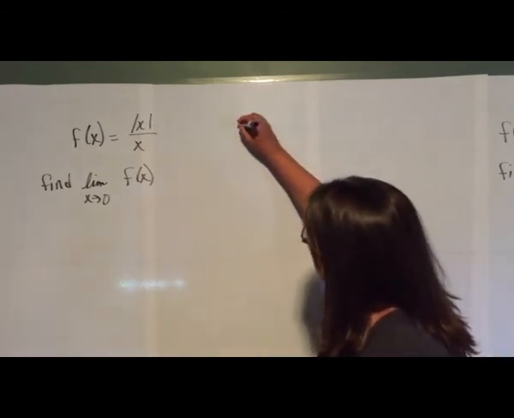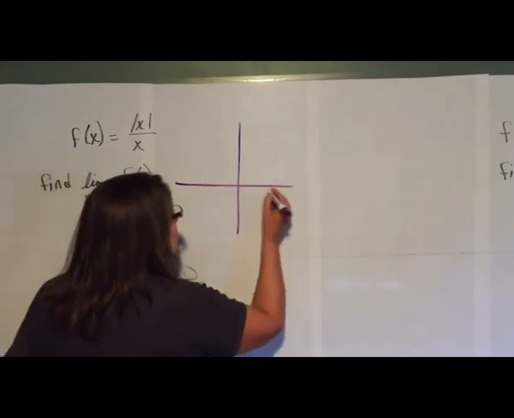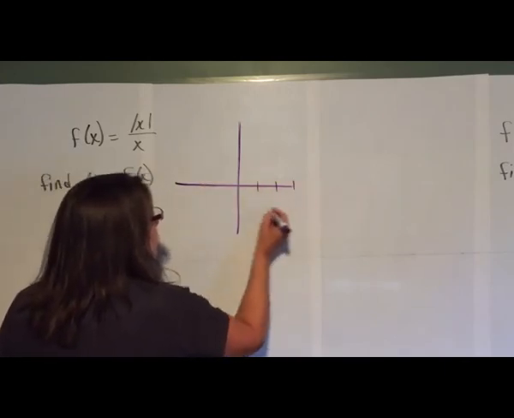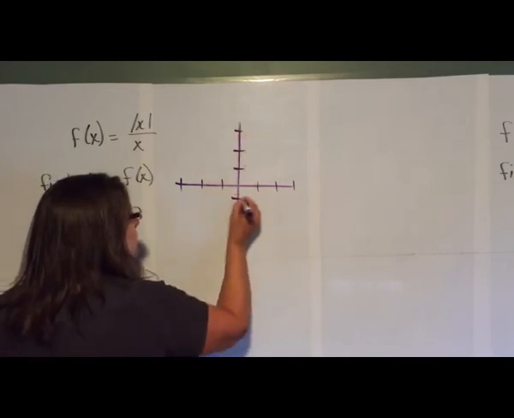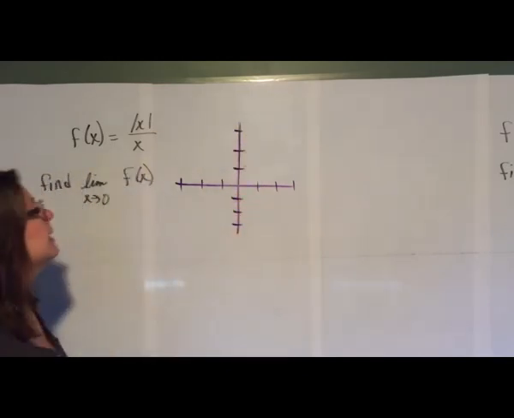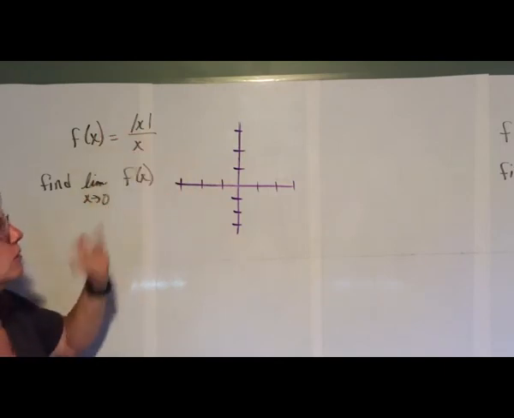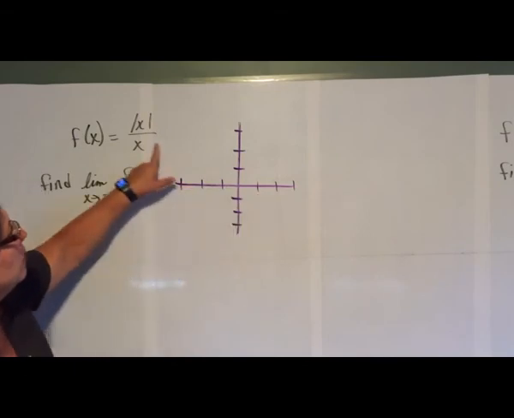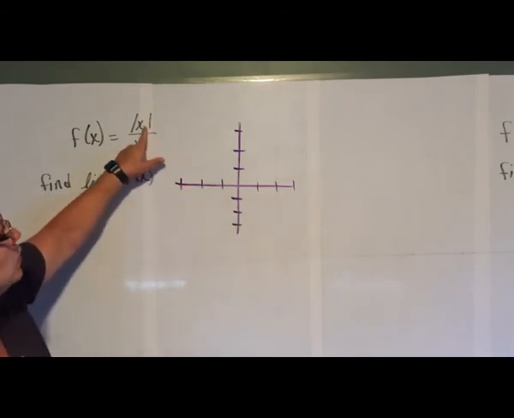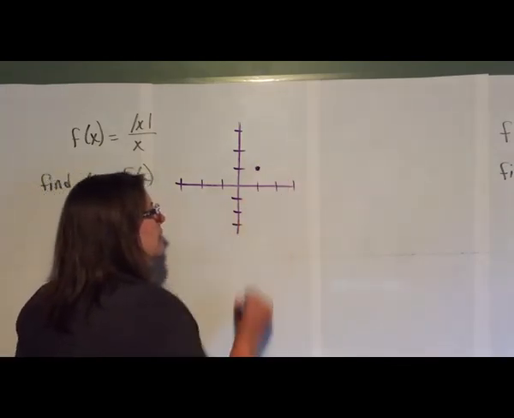Okay, so I'm just going to do this real quick. I'm going to make a real simple graph. I'll just go to 3. And again, we said we can't plug in 0, so we don't know what's happening at 0. Let's just try positive numbers first. Let's try positive 1. If I put 1 in here, I have the absolute value of 1 is 1 over 1, so that gives me 1. So at 1, we have a y value of 1.